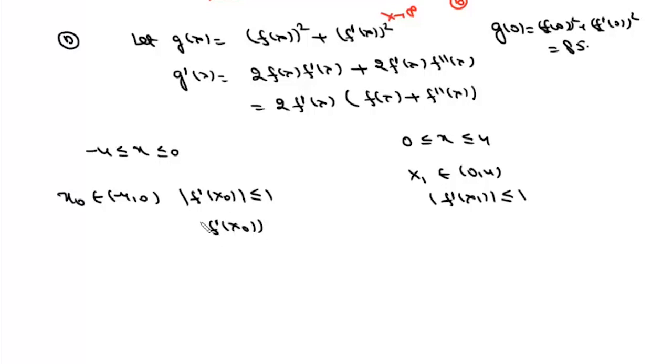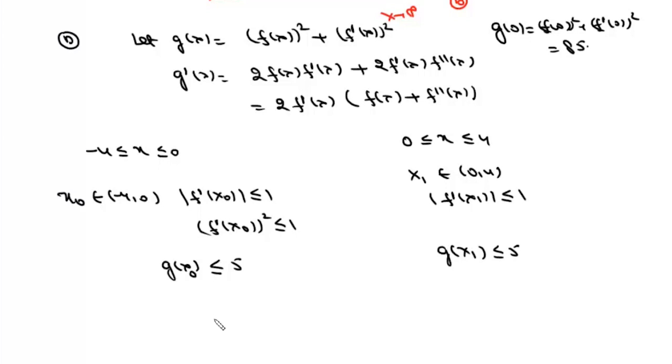Now if f'(x0) is less than or equal to 1, f'(x0)² will also be less than or equal to 1. Then in that case, this g(x) will always be less than or equal to... Now, the maximum value of f(x) is 2. So it will be 4 + 1, and there will be 5. So g(x0) is less than or equal to 5 and g(x1) is also less than or equal to 5.